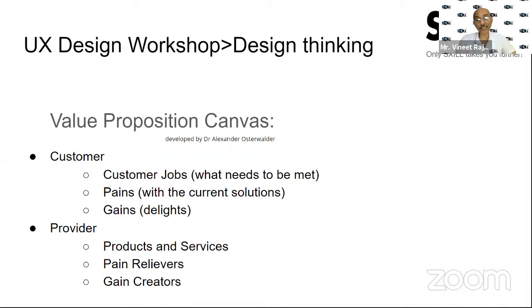And then gains and delights. If you can do something more, that will be a delight. For example, a delight can be that you just wave your mobile in front of the lock and it opens. That can be a delight. It is not required, it can be a value add.